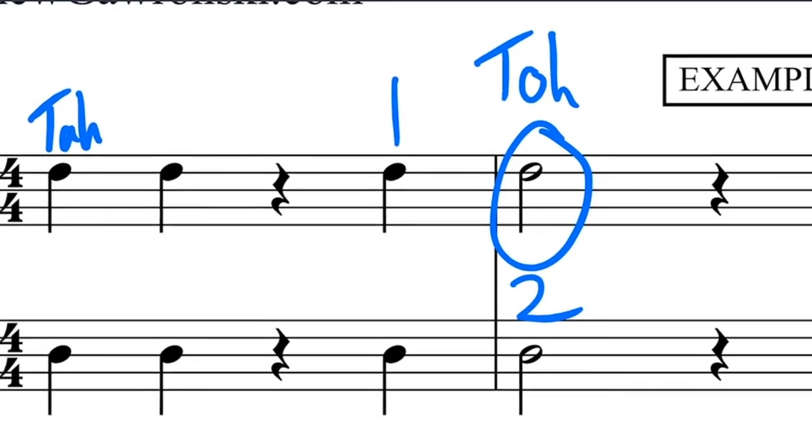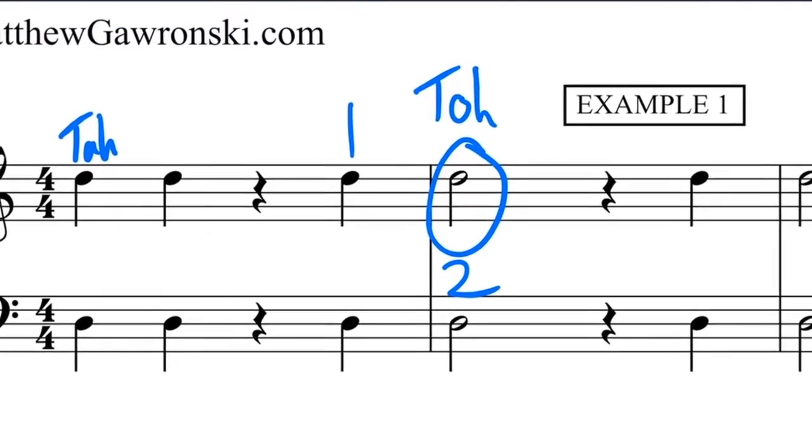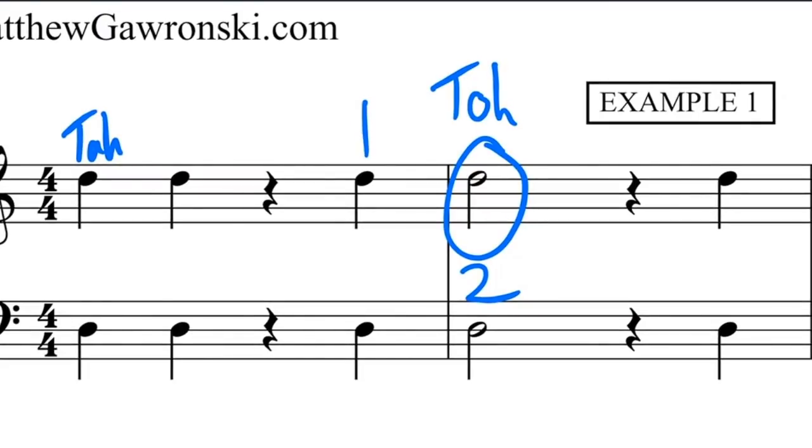So just for example, all right, if we have these two measures here, I'm going to perform them. I'm going to clap and say this, okay? Starting at the beginning on this ta right here, okay? So here I go. 1, 2, I'm going to clap it and say it. Ta, ta, sh, ta, toe, sh, ta.